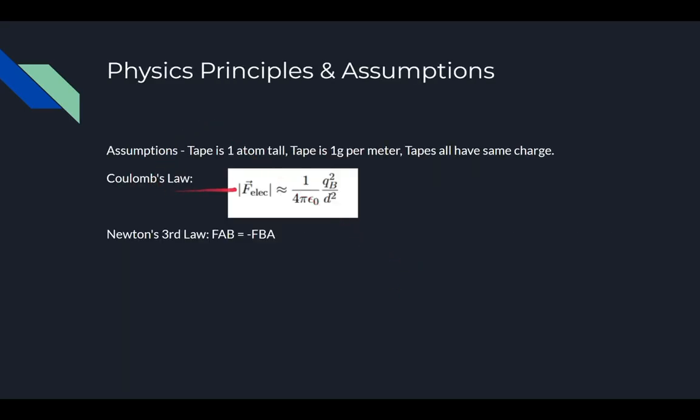So these are the physics principles in this lab. Coulomb's law is the main one, which is the force of electricity is equal to 1/4 pi epsilon naught, which is K, times the charge squared, since we're assuming both have the same charge, divided by the distance squared. There's no r hat here because we're working in one dimension. And we're also using Newton's third law, which is the force of one thing has an equal and opposite reaction with another force. This will be used later to calculate electric force.